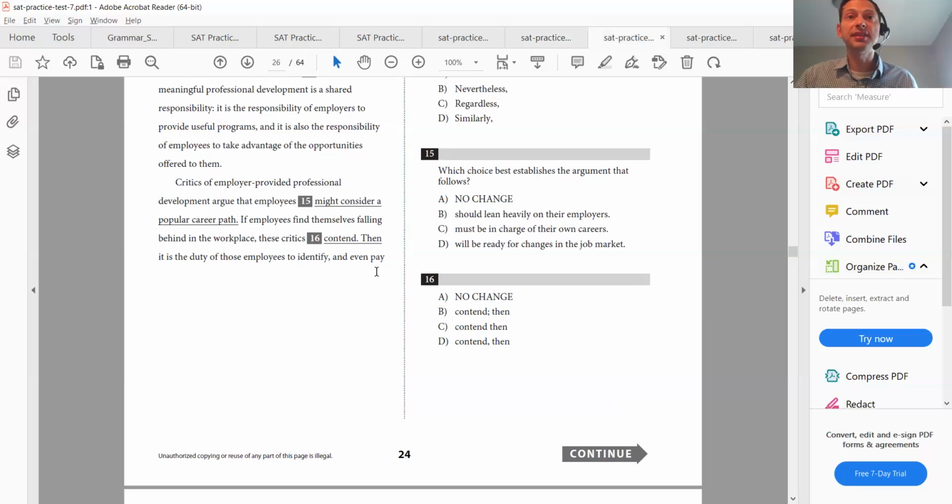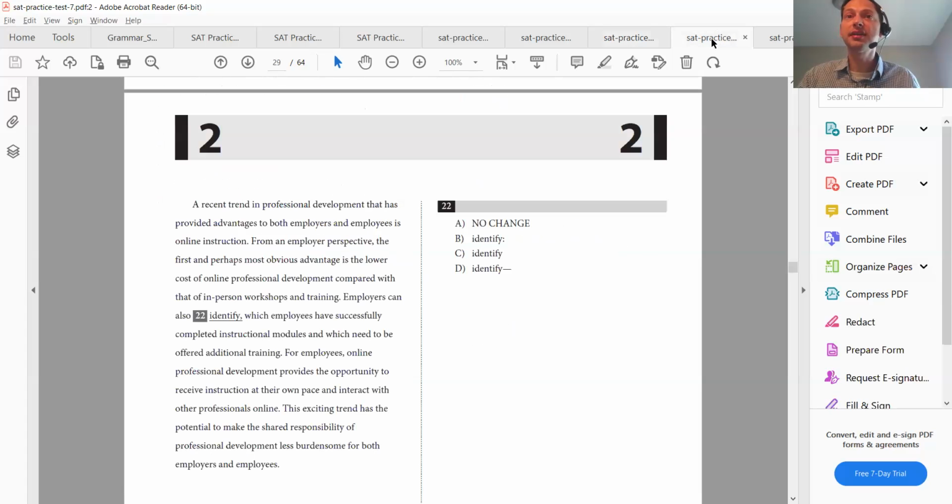Example question number 16. If employees find themselves falling behind in the workplace, these critics contend, then, okay, wait a minute, there's a period there. So that's not a sentence. And also, if we didn't know that, A and B are the same answer. Remember, period and semicolon are exactly the same. So A and B are the same answer, they're gone. Now, since we have a comma here for the parenthetical phrase, we need to have a comma here, then that's why the answer is actually D. Okay, let's move on to another example.